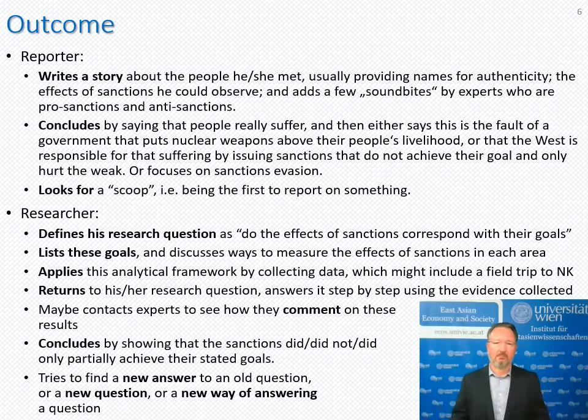A researcher would, in his paper or book, define a research question, which could, for example, be, do the effects of sanctions actually correspond with their goals? That's a good research question. And then you would list these goals, and actually you would provide evidence. You would say, okay, the American president, George W. Bush, has listed these 3 or 4 goals that he wants to achieve, or the UN Security Council has listed these and these goals that they want to achieve. And then you would discuss ways to measure the effects of sanctions in each area, as we already discussed before.